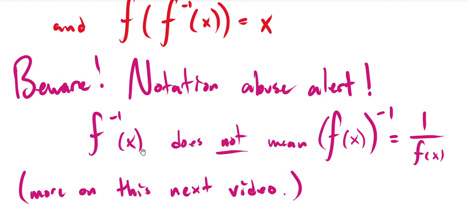Before we continue, I just want to say that this to the minus 1 power doesn't really mean to the minus 1 power. It means the inverse of the function. This is a notation abuse. We're going to talk more about negative exponents in the next video. But for right now, just let me mention that this means the inverse of the function f.